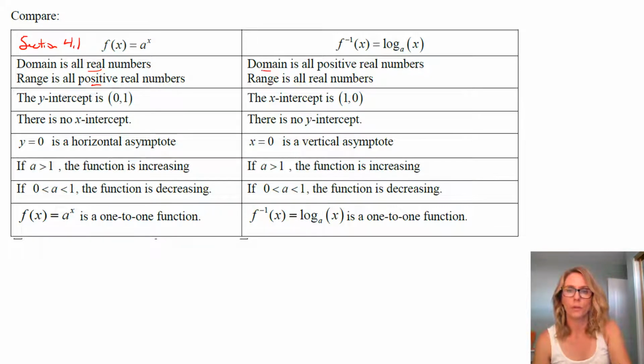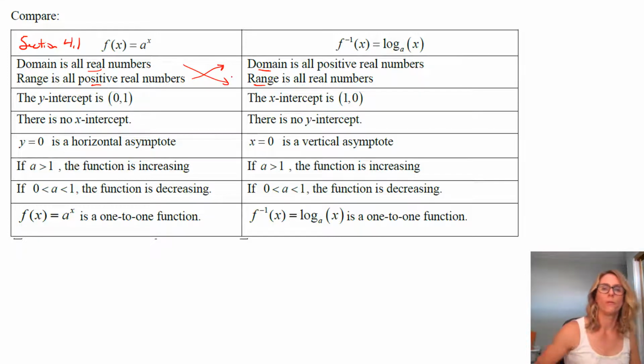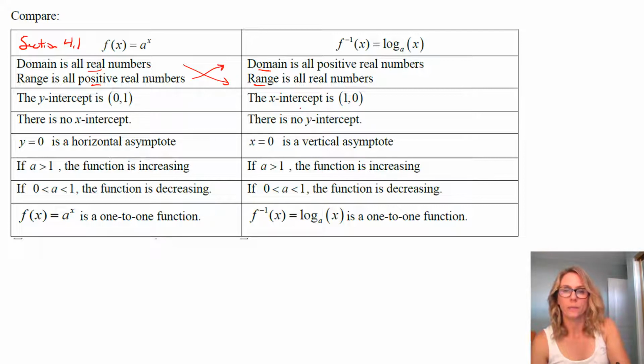The domain is all positive real numbers, and the range is all real numbers. So it's that idea of the switch, for the fact that they're inverses. The y-intercept is (0, 1), but for the logs, it's the x-intercept. We have no x-intercept and then no y-intercept.